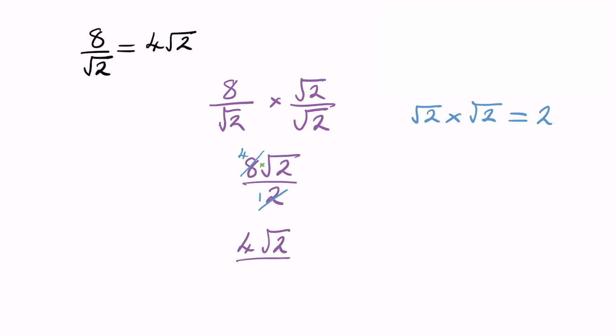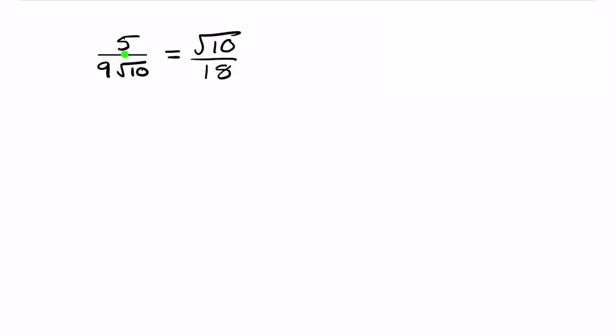Let's do a little trickier one together. We've got 5 over 9 times root 10, and we've got to show that that will equal root 10 over 18. So the whole purpose is getting rid of the surd, the radical in the denominator. Okay, so we have 5 over 9 root 10. We want to lose this root 10, so we're going to multiply the top and the bottom by root 10.